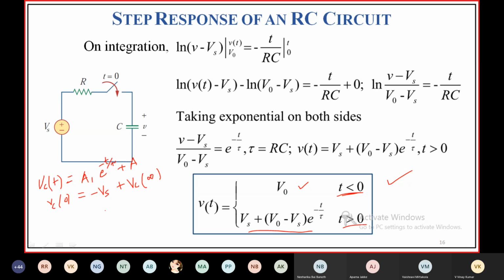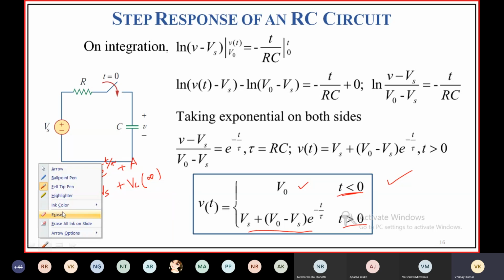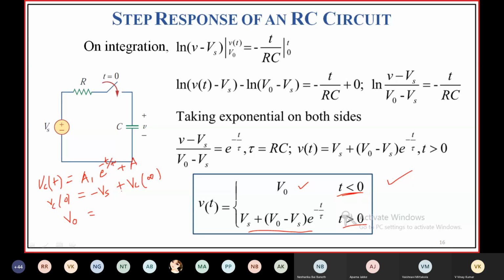So here, let this be V naught. If it has a zero initial condition, that will be 0. Here, let it have some initial value V naught, and this is the final value, Vc of infinity.